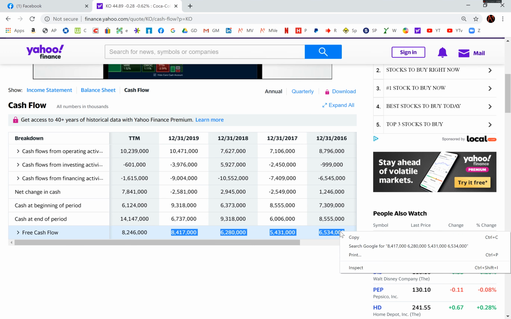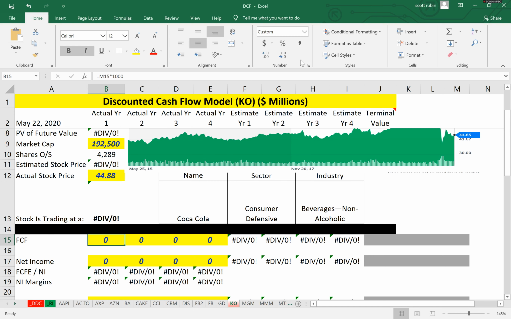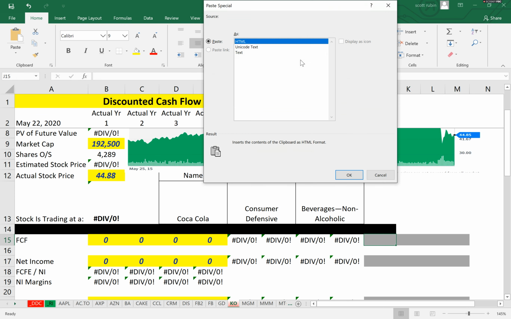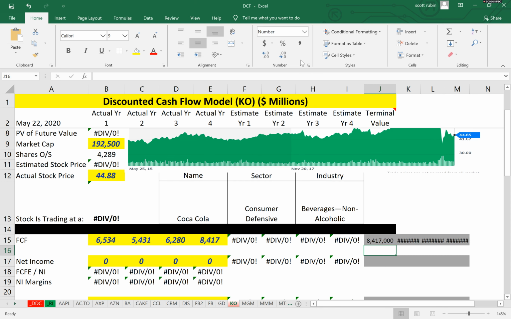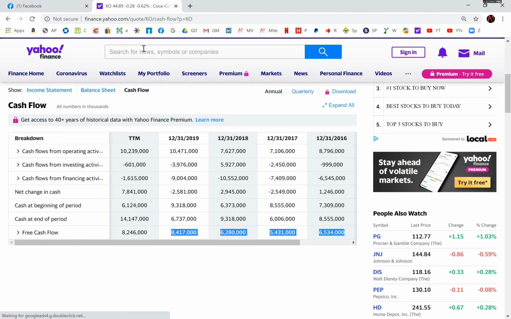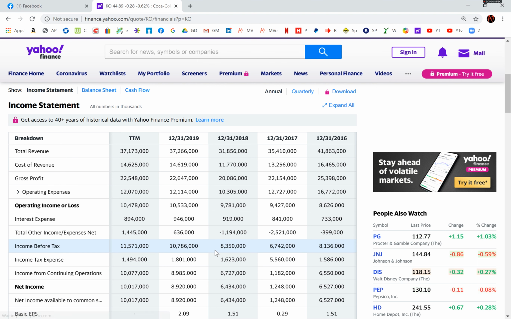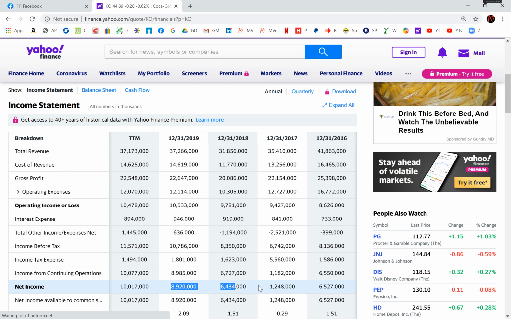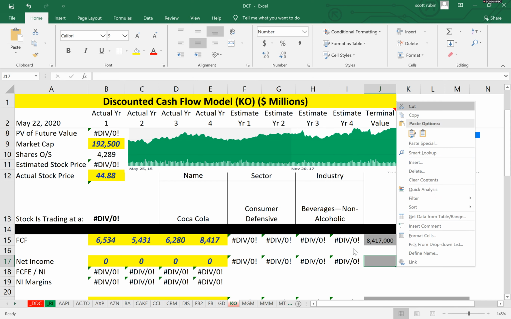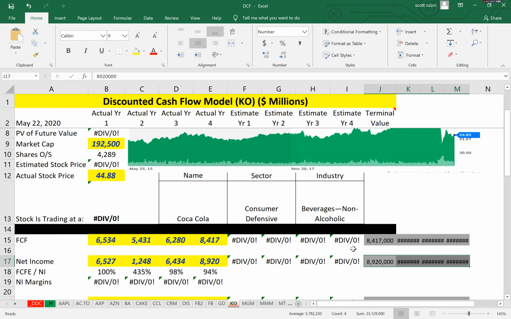When you look at earnings or net income, it's not always as accurate because there can be accounting things going on, like depreciation or amortization. But cash flow is the best indicator. Now let's grab the net income for the past 4 years. My spreadsheet is all set up to calculate everything.